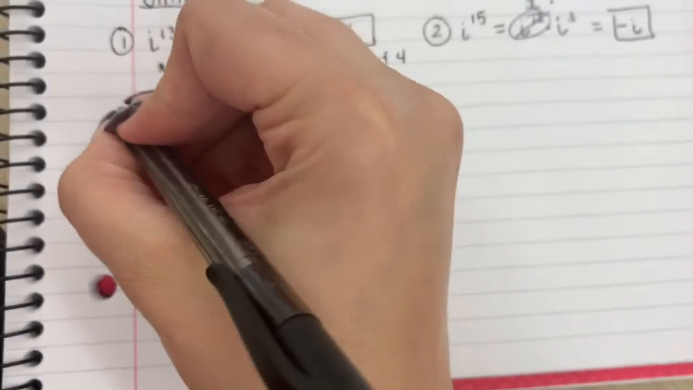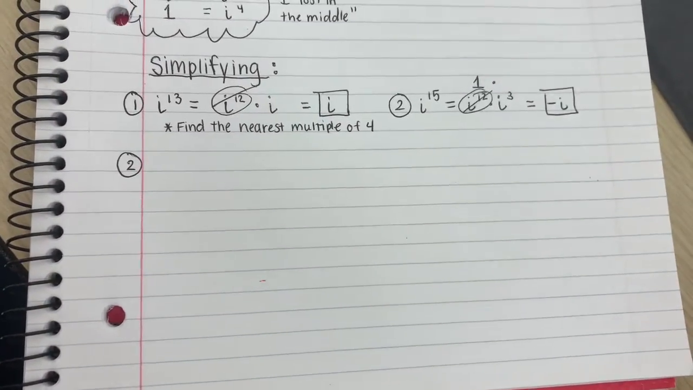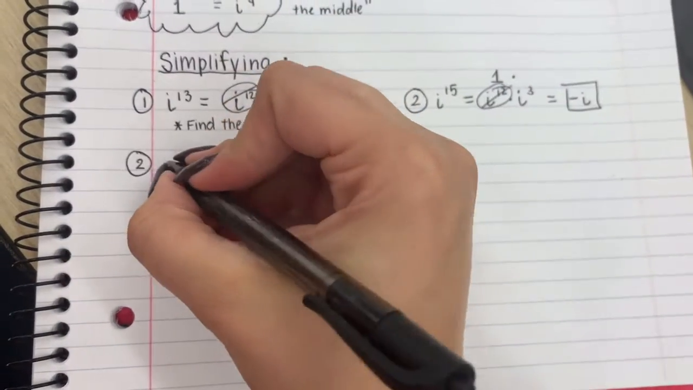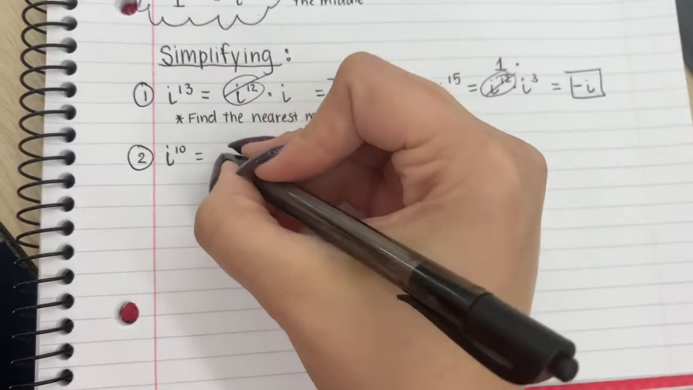So we have to just train our brains to think differently. Just like when you first started learning about fractions. You don't want to leave a fraction as 3/6. You want to simplify it to 1/2, but that took you time to learn. So the same thing's going to happen here. It's going to take you time to learn.